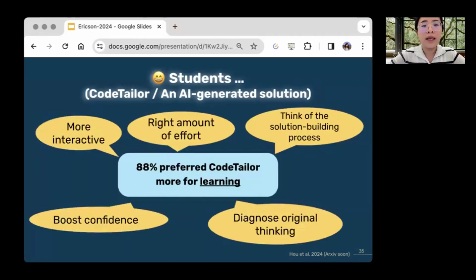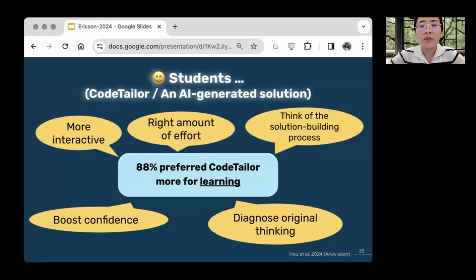We also found 88% of the students prefer CodeTailor as support for the purpose of learning through code writing. Most participants shared that they prefer CodeTailor because it is more interactive and allows them to invest the right amount of effort to achieve the solution. CodeTailor has already completed some work for the learners, such as limiting the solution to the blocks and pre-placing the correct lines, but still allows learners enough freedom to explore.